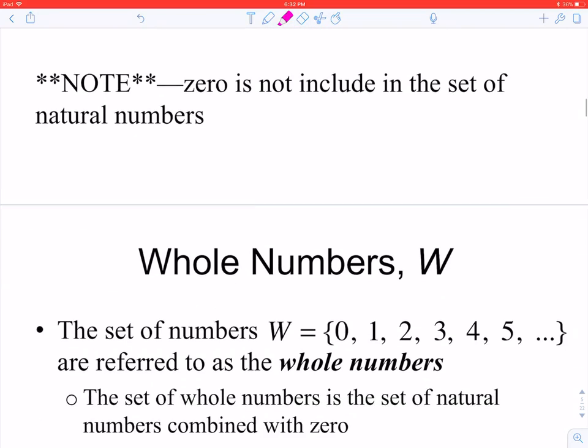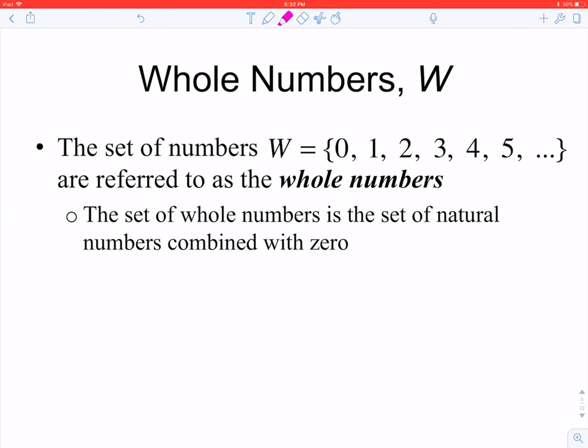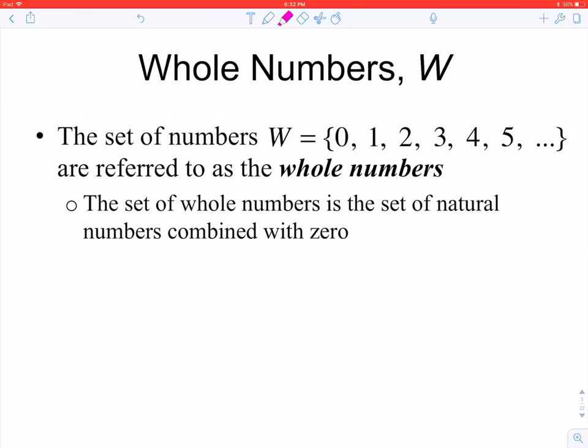Now 0 is included in the whole numbers. The whole numbers are all of the natural numbers, so 1, 2, 3, 4, 5, 6, and so on, and also 0. So 0 is included in the whole numbers. Now, the natural numbers we refer to as a subset of the whole numbers because every number that is a natural number is also a whole number. However, the whole numbers are not a subset of the natural numbers because 0 is not a natural number.